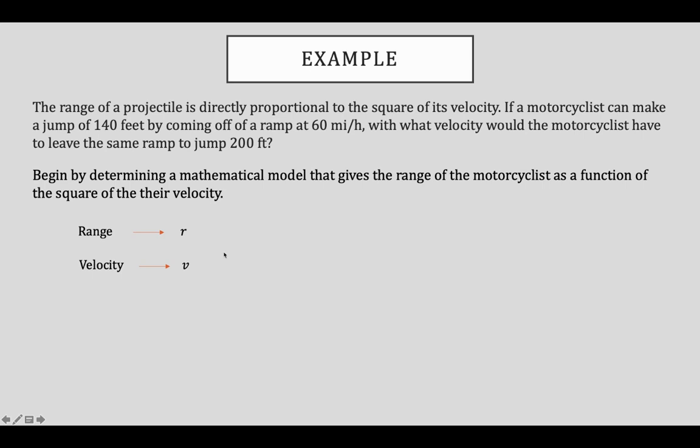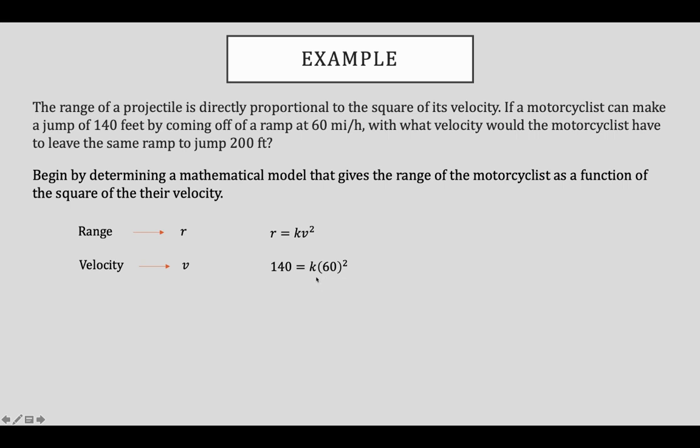Let's now begin to set up our model. We know that range is directly proportional, varies directly, to the square of its velocity. That would mean R is equal to k times v squared. Now we must solve for our constant of proportionality, k. In order to do that, we plug in our given information. We know that our range is 140 feet when we leave the ramp at 60 miles per hour. 140 is equal to k times 60 squared.